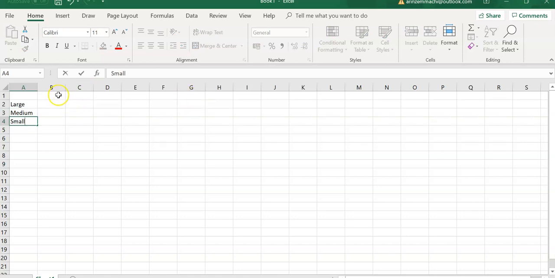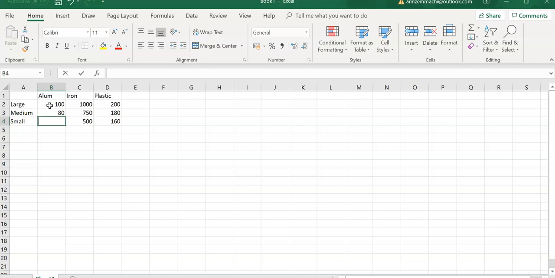So what are we saying here? Aluminum, iron, and plastic. And what we have here is 100, 1,000, 200, and 80, 750, and 180. And here we have 160, here we have 500, and here we have 50.